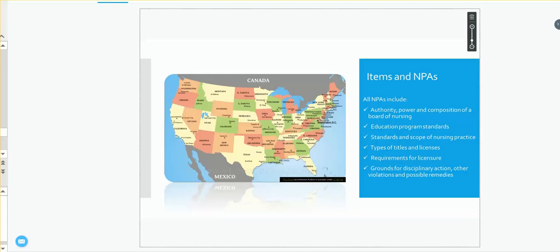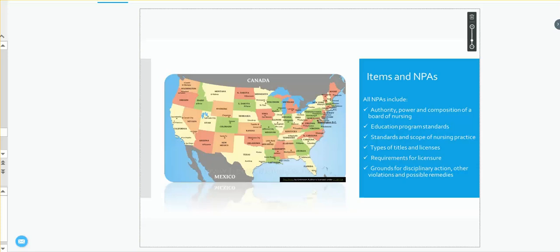It is imperative that nurse educators know and understand their nurse practice acts. If nurse educators do not have an accurate, up-to-date knowledge of the Nurse Practice Acts, NPAs, then we cannot expect our students to understand them and to be able to apply these as nurse graduates, as NCLEX test takers, and as new practicing nurses. And if that's the case, then we've done our students a grave injustice.